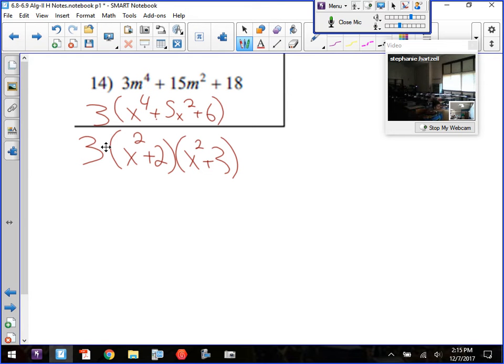Solve it. Correct. If this happened to have an equals 0 to it, what would your zeros be?